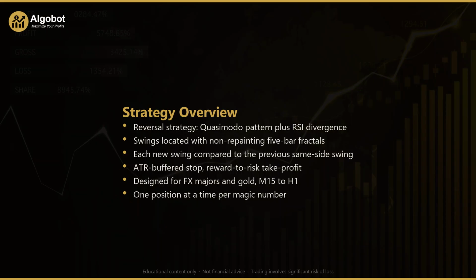Every time a new swing forms, the EA asks a simple question: are price and momentum agreeing or disagreeing? When price reaches a new extreme but the RSI fails to follow, that divergence hints that the pressure behind the move is weakening. This approach is designed with reversal-minded traders in mind, the kind who like to look for turning points at the edges of a move rather than in the middle of a trend.